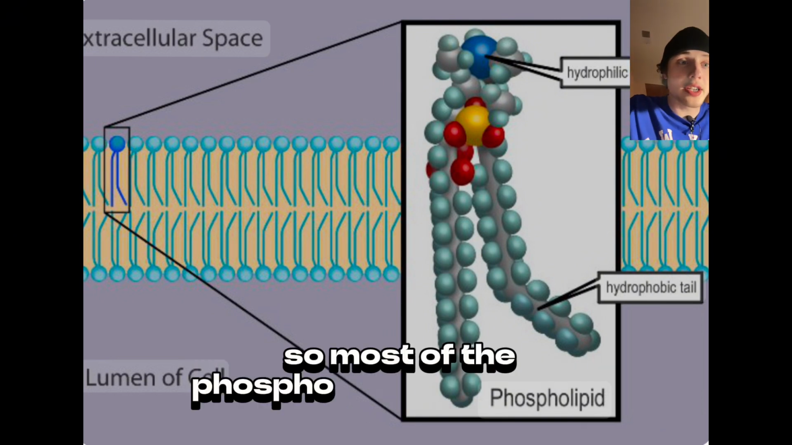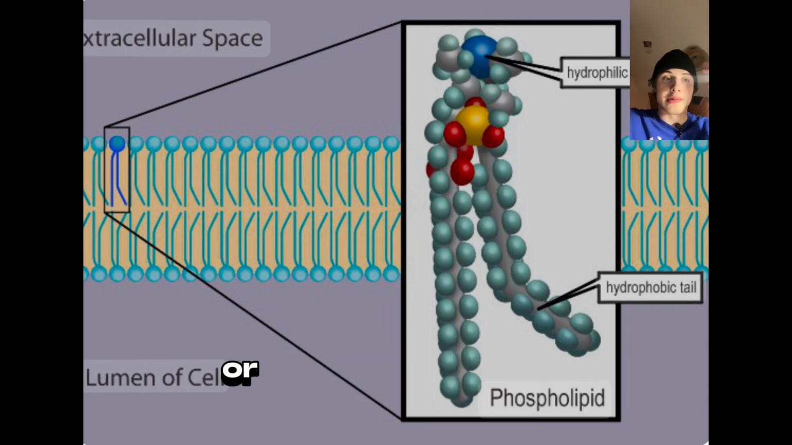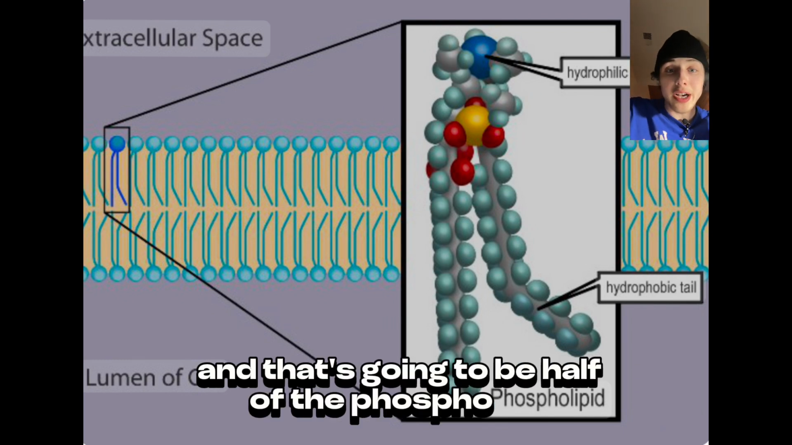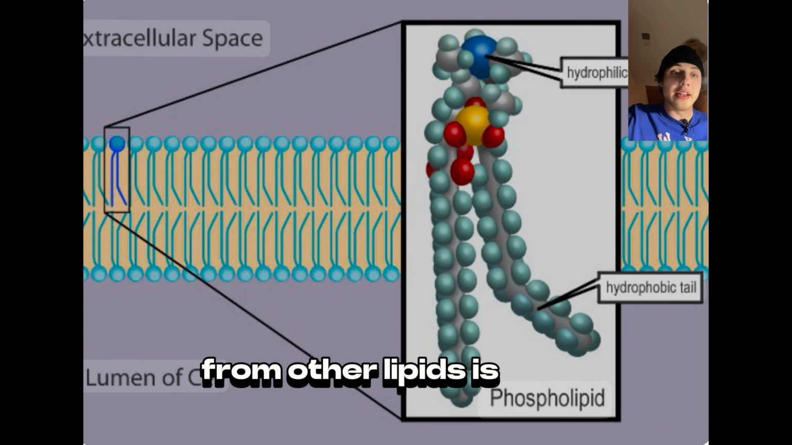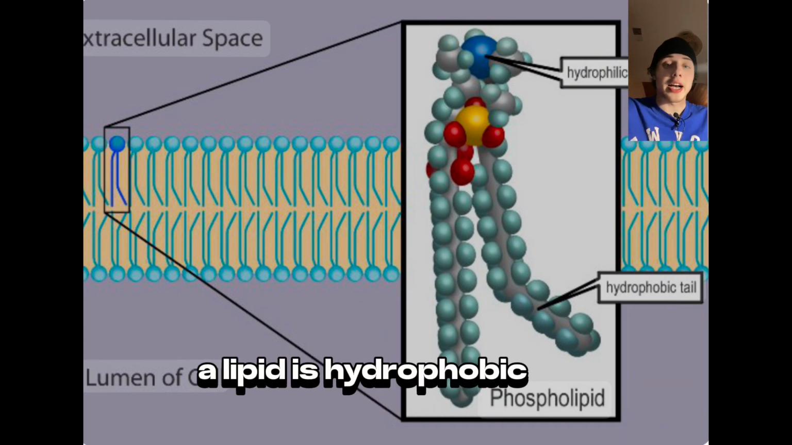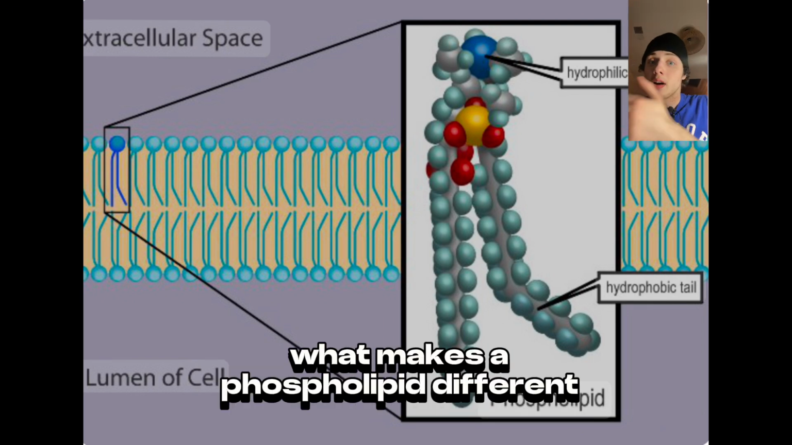So most of the phospholipid is made up of carbon and hydrogen, or hydrocarbon, and that's going to be half of the phospholipid. What makes a phospholipid different from other lipids is that it has a charge, right? A lipid is hydrophobic. Now, it has a hydrophilic head. I want you to remember that.